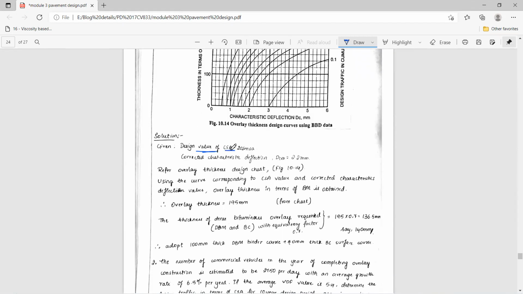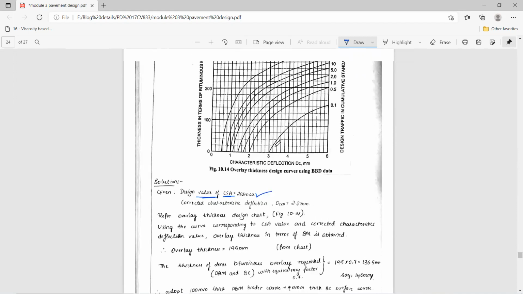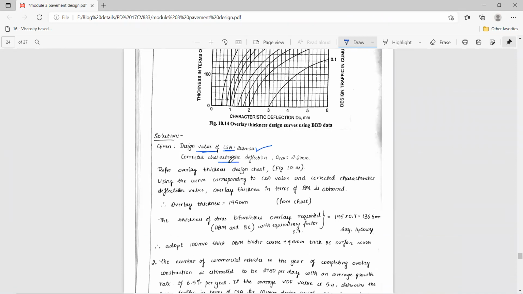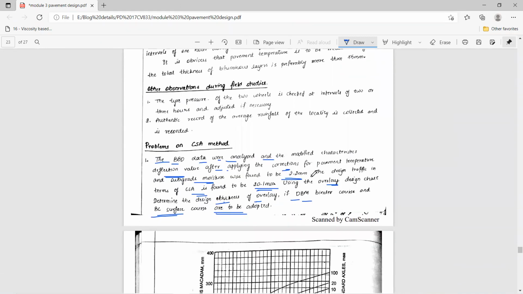The design value of cumulative standard axle, as given in the problem, is equal to 20.1 MSA. I just noted that. Corrected characteristic deflection: guys, remember, in this problem he has straight away given the deflection value considering correction for pavement temperature and subgrade moisture, equal to 2.2 mm. By chance, if he had given a mean deflection value, you have to apply the correction for temperature and subgrade moisture. That deflection value you need to consider for the calculation.